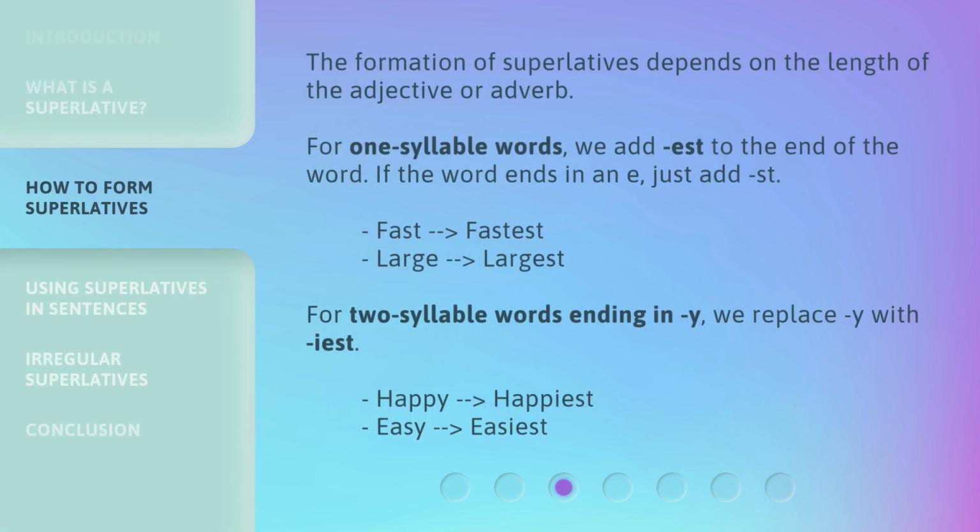The formation of superlatives depends on the length of the adjective or adverb. For one-syllable words, we add est to the end of the word. If the word ends in an e, just add st. Fast, greater than fastest. Large, greater than largest. For two-syllable words ending in y, we replace y with iest. Happy, greater than happiest. Easy, greater than easiest.